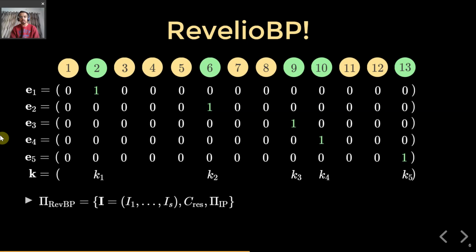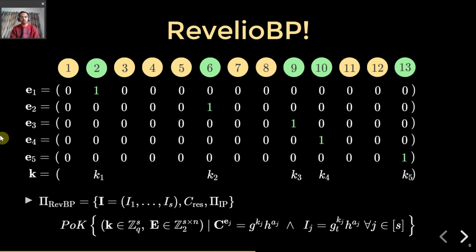Then we have C reserves, and finally we have an inner product proof which proves the knowledge of secret key vector K and matrix E. So matrix E contains E1 to E5 as its rows. And also we have the definition of the output owned by the exchange and the tags which the exchange publishes. Note that the base G_T here depends on the block height T.